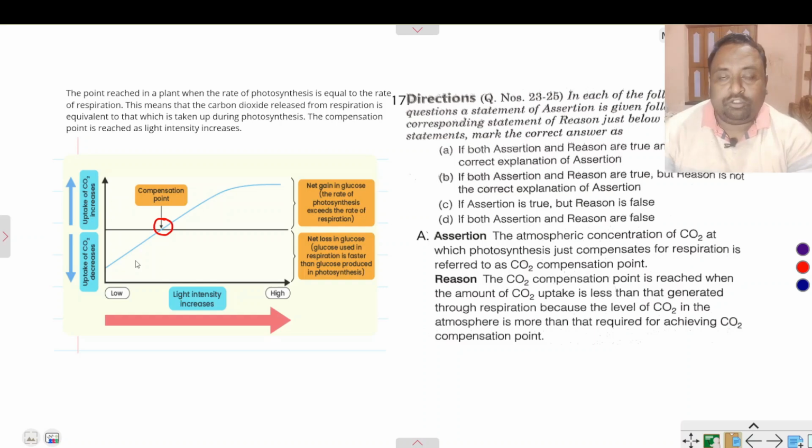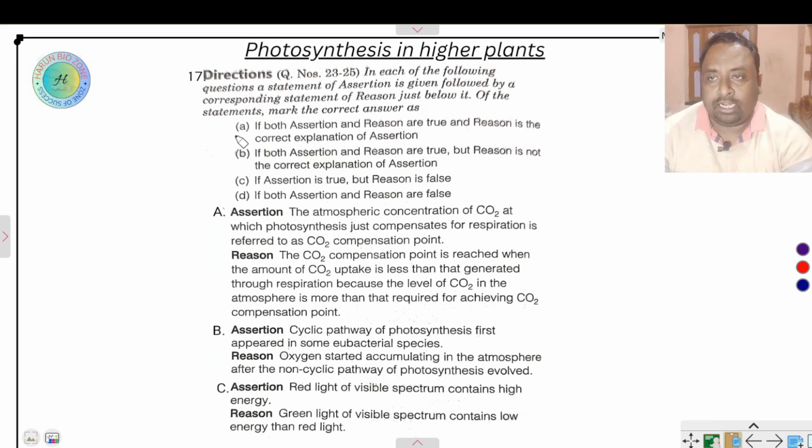Again, when uptake of CO2 decreases, that means during respiration the CO2 is released, not taken up. So here the respiration rate is high. The net loss in glucose used in respiration is faster than glucose produced in photosynthesis. So the two terms are balanced at the compensation point. So here both A and B are correct, and the reason correctly explains the assertion. So here the correct option is A.